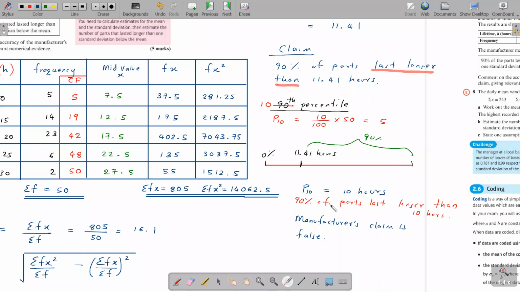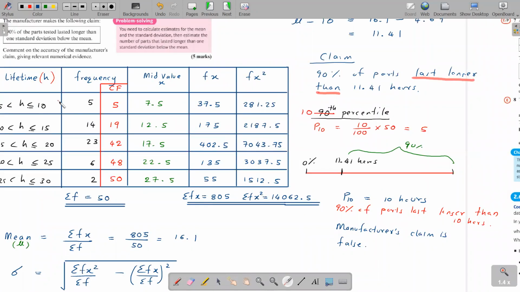If I took the 10th percentile, I found it is immediately cumulative frequency 5. It corresponded directly to the lifetime of 10 hours. So if the 10th percentile is 10 hours, it means 10% of the parts last less than 10 hours. In other words, 90% of the parts last longer than 10 hours, which automatically makes the manufacturer's claim false, because he is saying a value that is higher than the real value. Maybe to increase sales, to make this look good, he is saying a claim that is more than what is really there. Can you understand? So the manufacturer's claim is false.